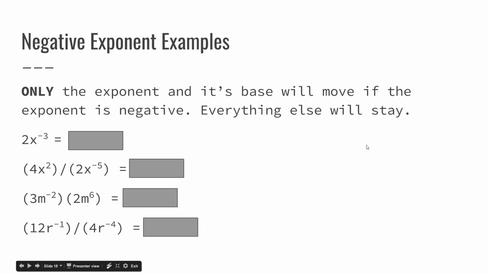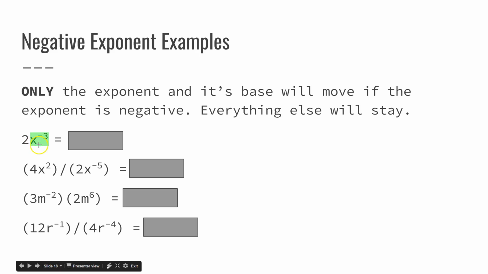Let's look at some examples. These ones are negative exponent examples. Let's see, only the exponent and its base will actually move if you have a negative exponent. Anything else next to it will stay in its normal location. So in this problem over here, 2x to the negative third, well, x is the only thing that actually has a negative exponent attached to it right now. The 2 is not a part of that. The x is the base, the negative 3 is the exponent. So that is what I am going to move.